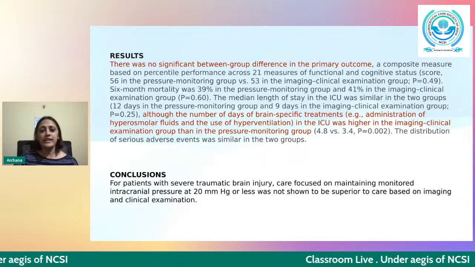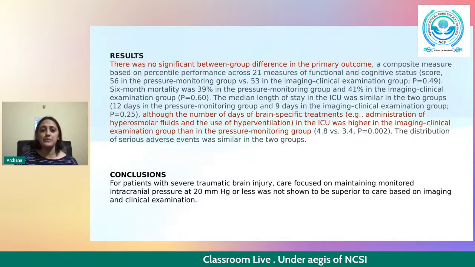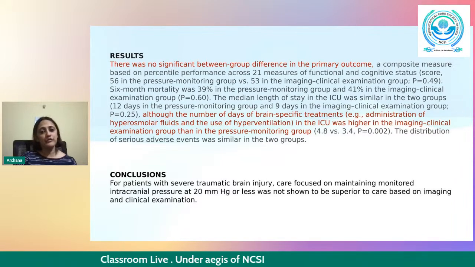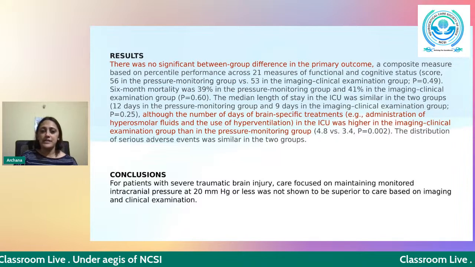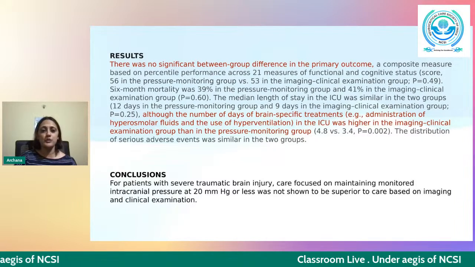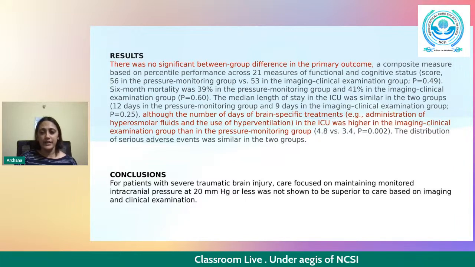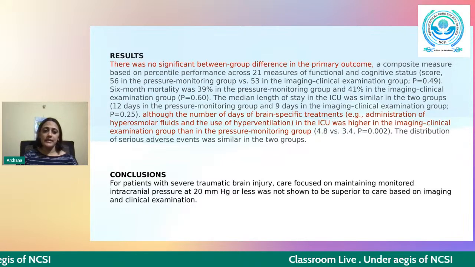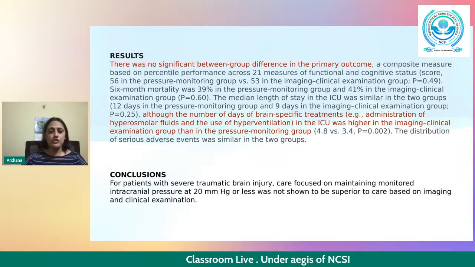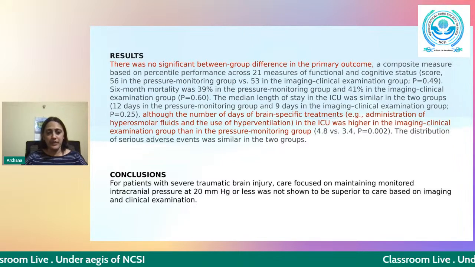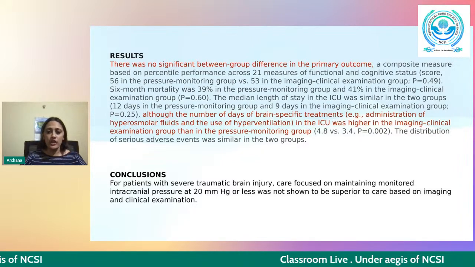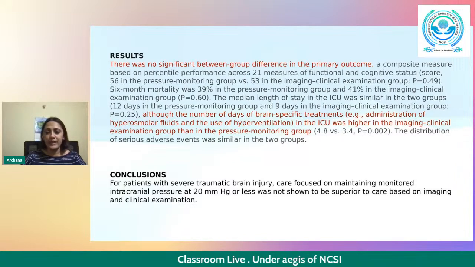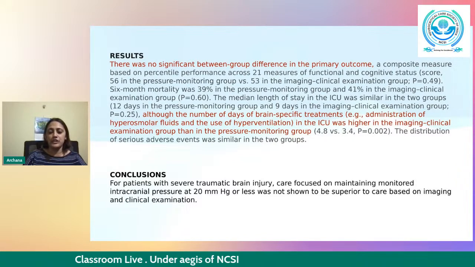There was no significant difference between the groups in the primary outcome, although the number of days of brain specific treatment, that is administration of hyperosmolar fluid and the use of hyperventilation in the ICU, was higher in the imaging and clinical examination group than in the pressure monitoring group. So in this study, they concluded that for patients with severe traumatic brain injury, the care focused on maintaining monitored intracranial pressure at 20 mmHg or less was not shown to be superior to care based on imaging or clinical examination.